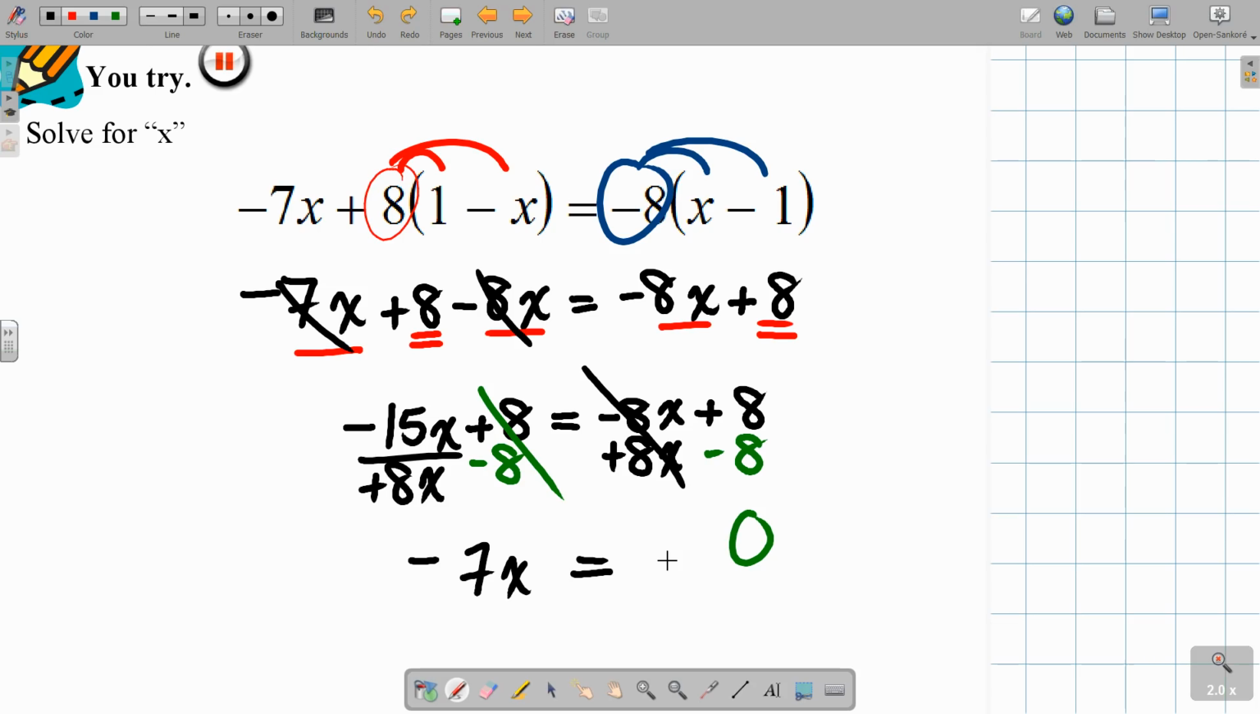Some of you might have got stuck here. You're wondering, -7 times what is 0? Guess what, folks? The only number that is a true statement there is x equals 0. The only thing that makes that a true statement is if x equals 0. And 0 is a number, folks. The Mayans figured that out. Yay, Mayans.